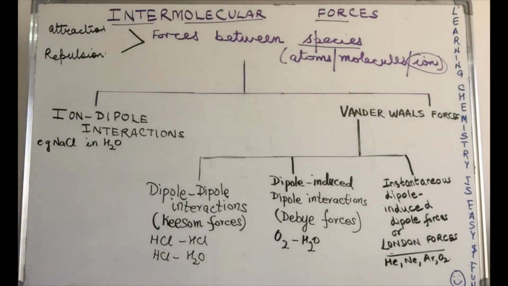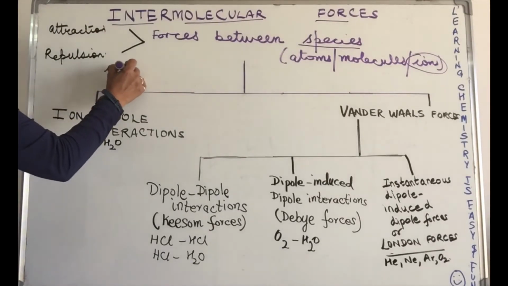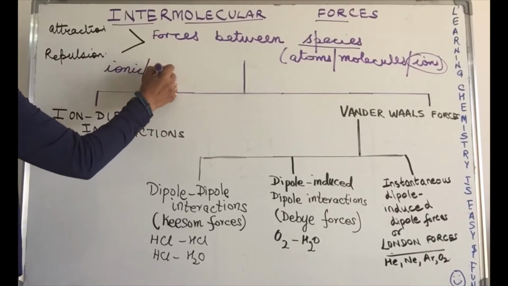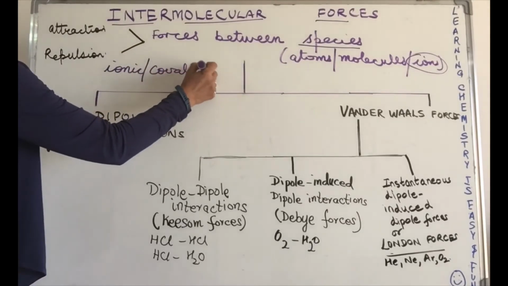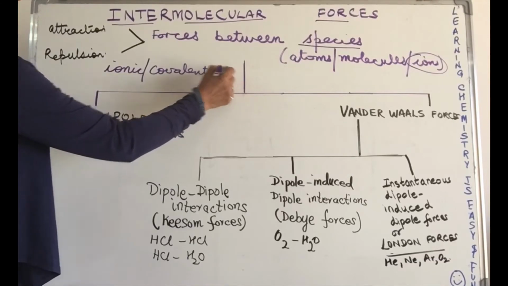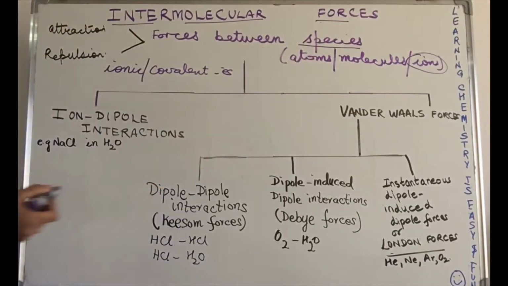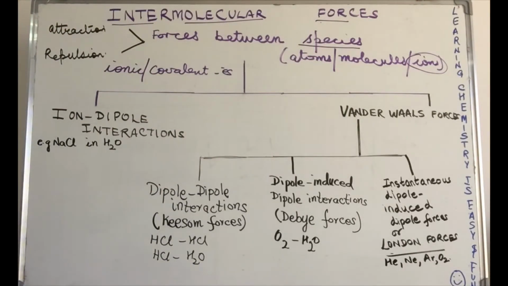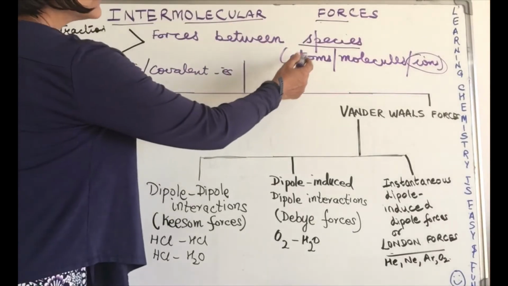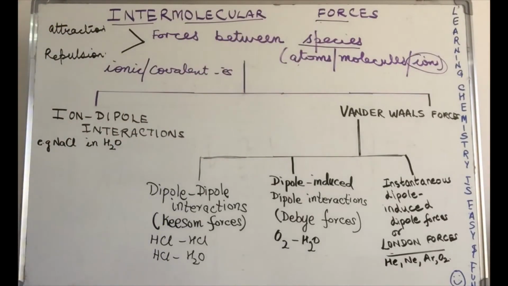We shall not be talking about ionic or covalent bond, because ionic or covalent bonds involve transfer or sharing of electrons. When we are talking about forces, it simply involves interaction between stable species like atoms or between molecules. Between two atoms or between two molecules which are very stable in themselves.